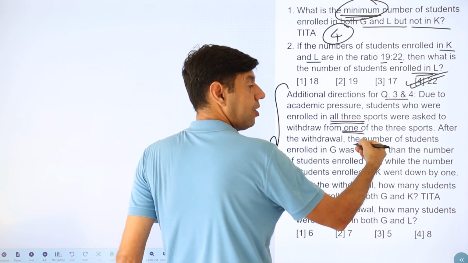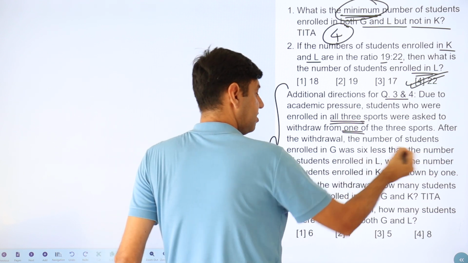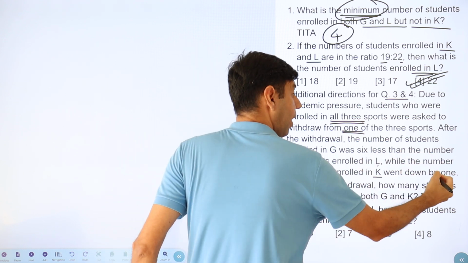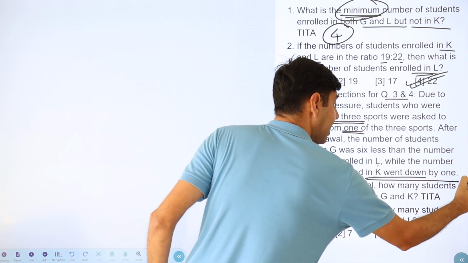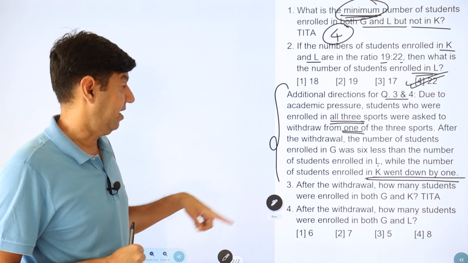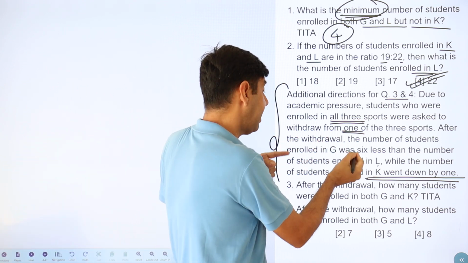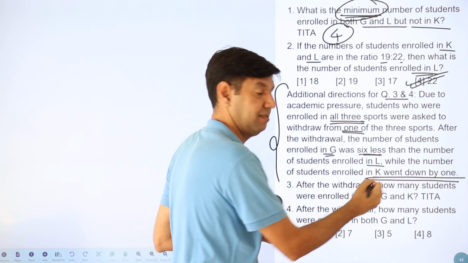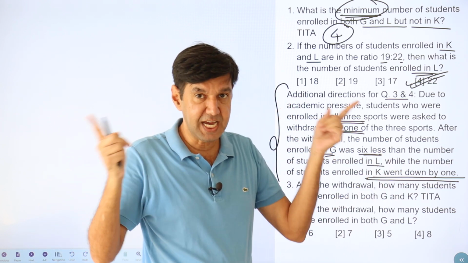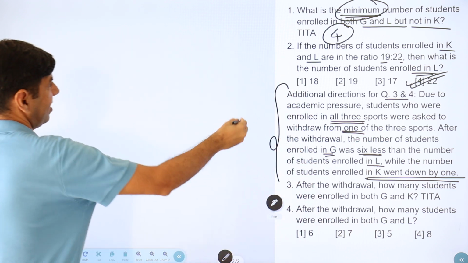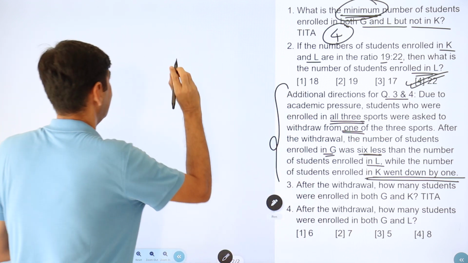Now, after the withdrawal, the number of students enrolled in G was 6 less than that in L, while the number of students enrolled in K went down by 1. Now, this is direct data. The numbers in K went down by 1. This is a little more tricky data because enrolled in G was 6 less than L. So here you are comparing G and L. Here you are just saying whatever is in K, 1 less than that. So pay attention, students. Some very interesting part.